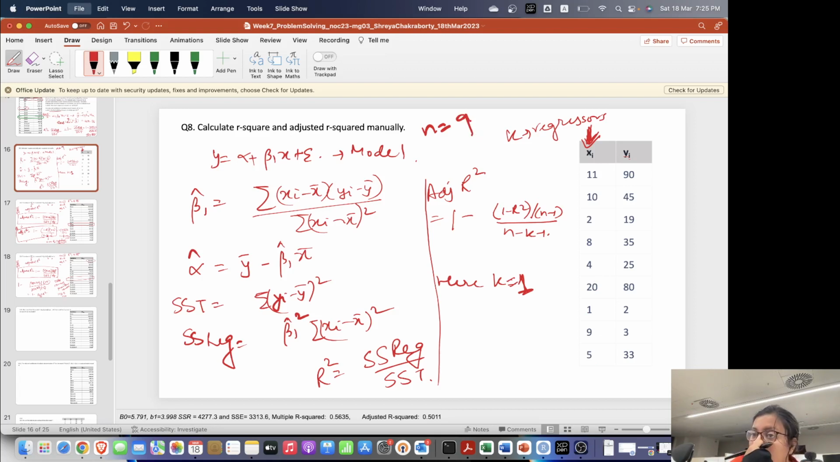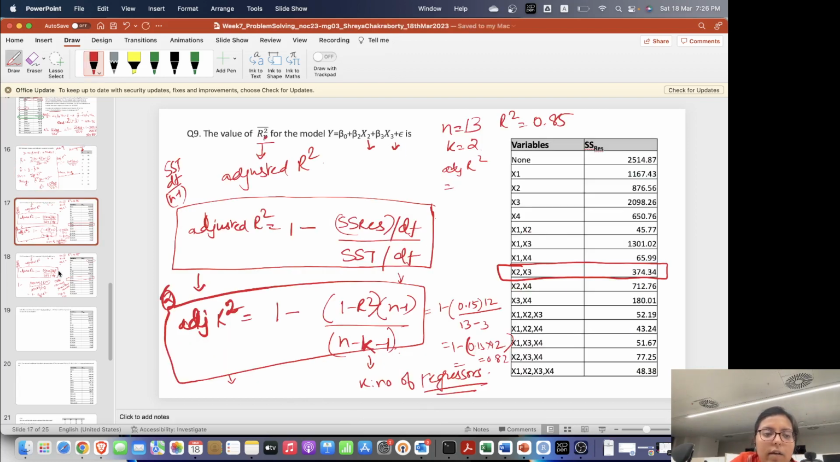Is it okay? It's the same sort of calculations. So finally we should get R square and adjusted R square as given in the answers, whatever is mentioned over here. That's the answer that you should get.